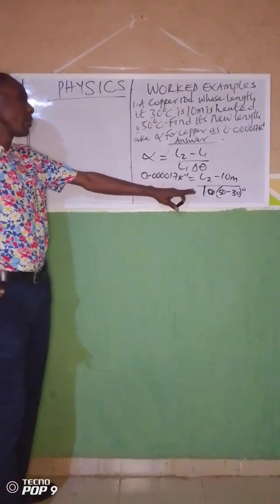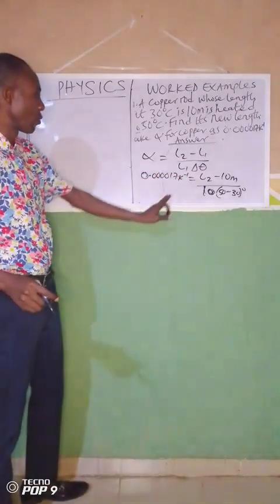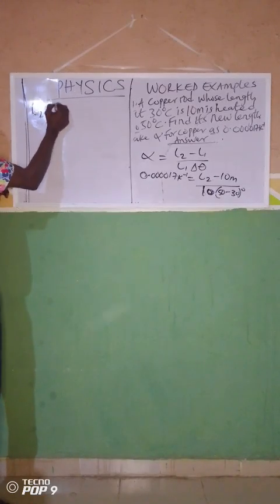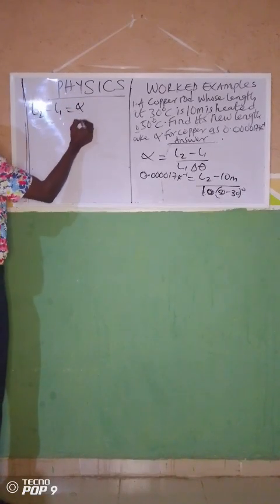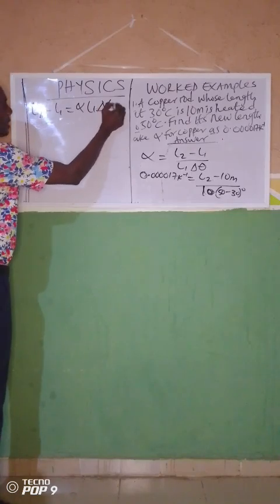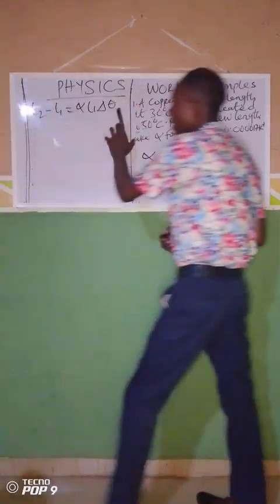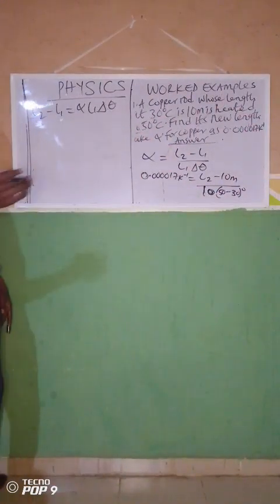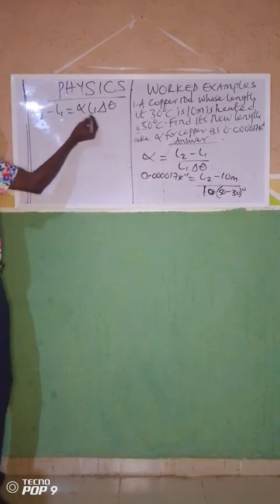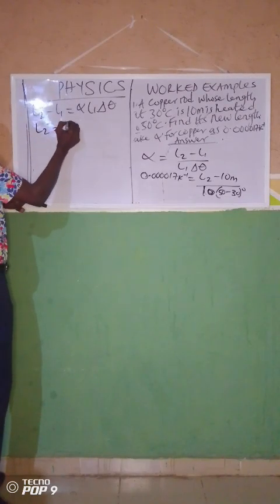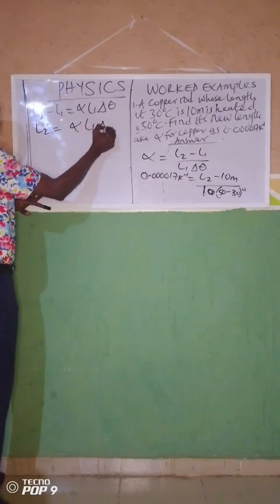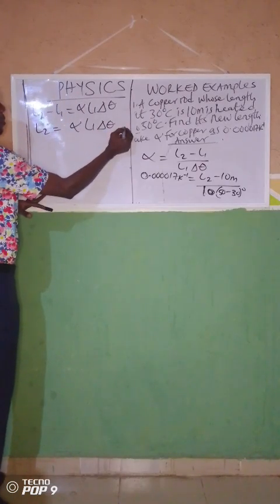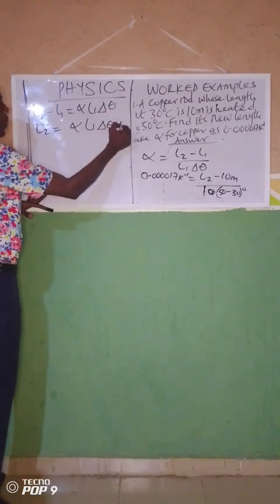Now let's continue. From there, we can make L2 the subject of the formula to make it very easy. From here we can say L2 minus L1 is equal to alpha L1 change in theta. Then you can go on like this: L2 is equal to alpha L1 change in temperature, and from the other side, when you collect it, you have plus L1.